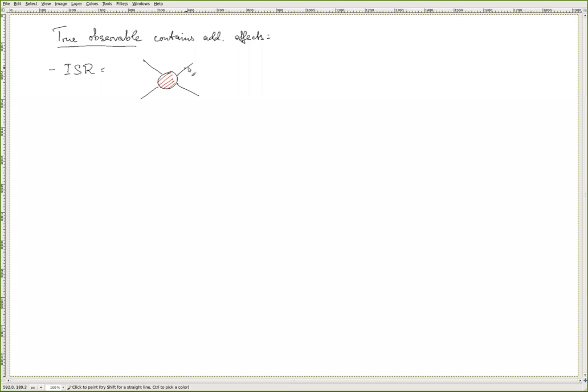So this blob contains whatever we are really interested in. In our case, it would contain the Z boson and any radiative corrections to its couplings. And the photon is radiated off one of the incoming external legs. There would be also corresponding virtual corrections. In principle, one needs to take both of them into account so that formerly infrared divergences cancel. But there are still quote unquote collinear divergences that don't cancel. They are not really divergences because they are regulated by the electron mass, but they produce large corrections.